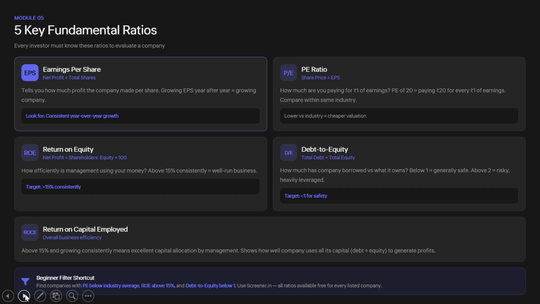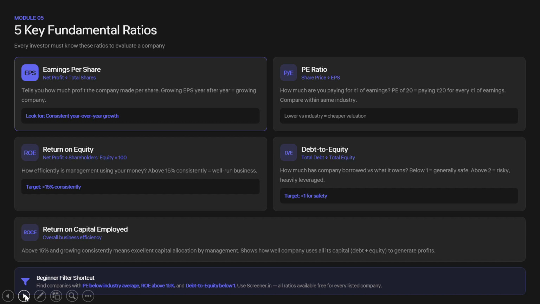Number three is ROE, return on equity. Net profit divided by shareholders' equity multiplied by 100. This tells you how efficiently management is using your money. Above 15% consistently is a sign of a well-run business.